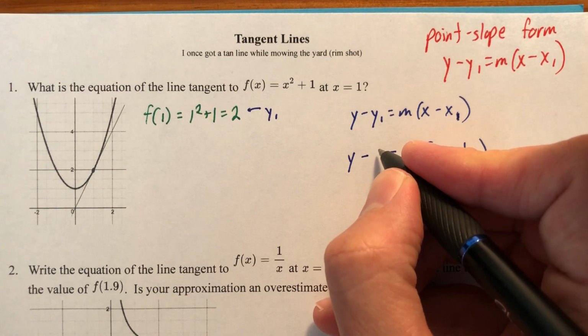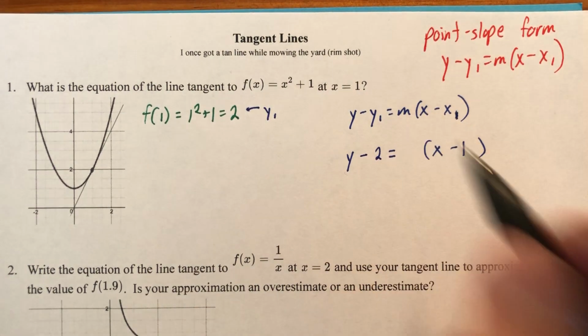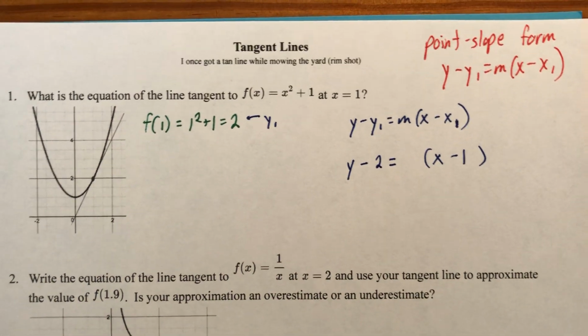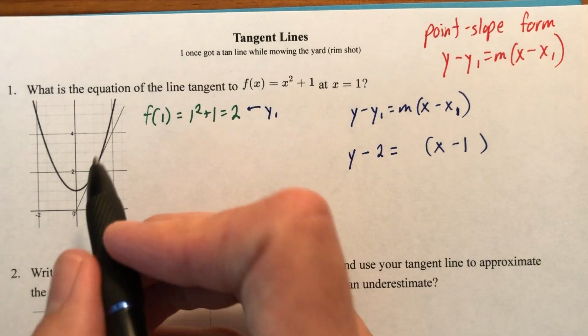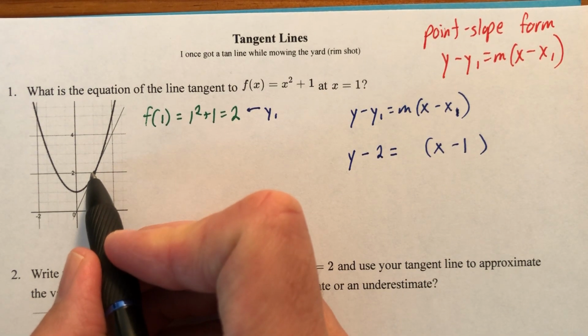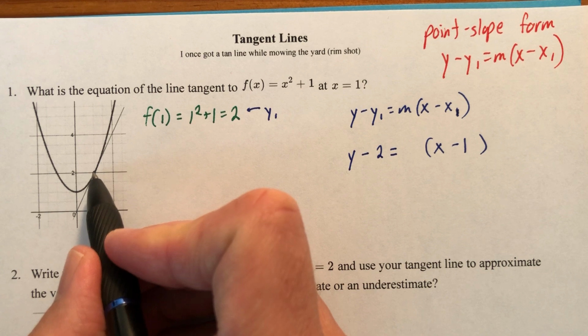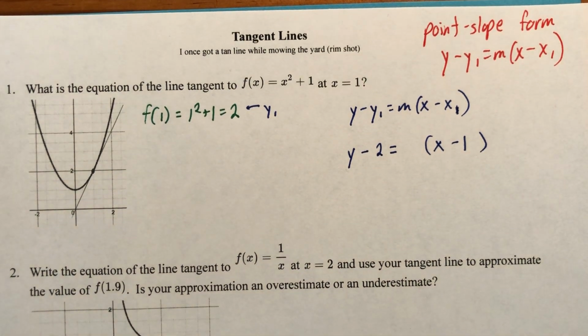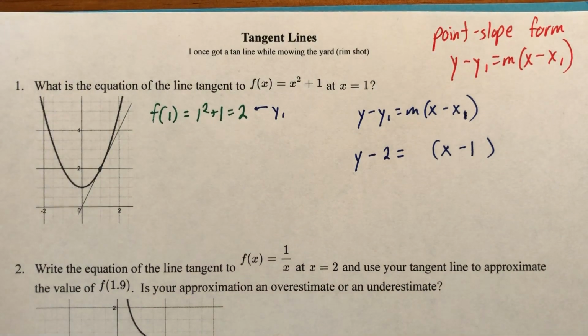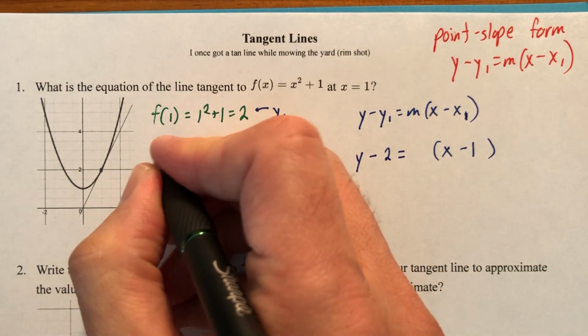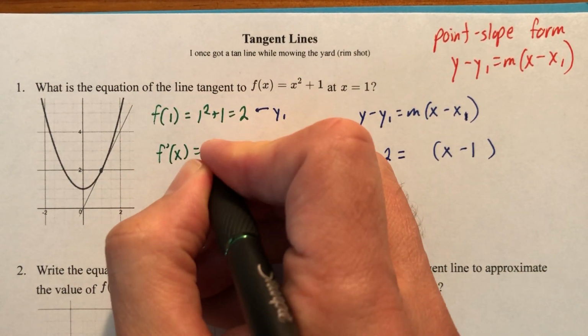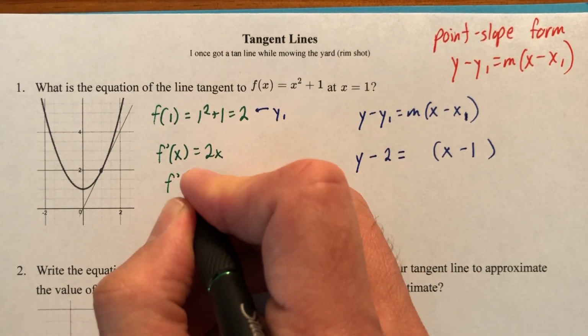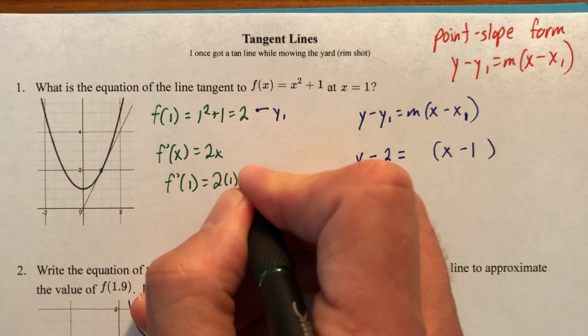So y minus 2 equals the slope. Oh, slope. What is the slope of this graph at x equals 1? Well, slope. Oh, derivative. I can find a derivative. It's brilliant. So let's find the derivative, which is 2x. The value of the derivative at 1 is 2 times 1, which of course is 2.